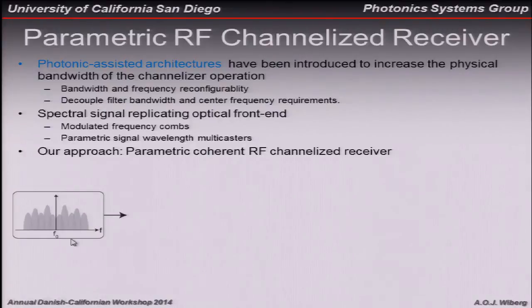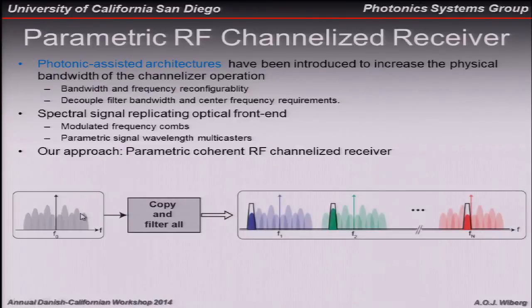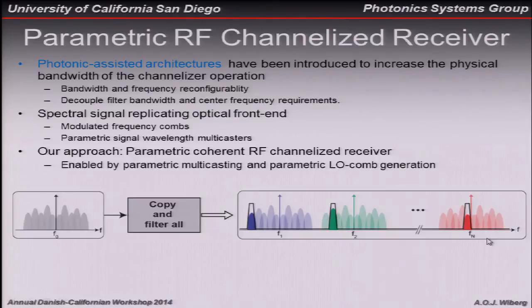What we're doing is first to imprint the signal onto the optical domain. Then we take out slices of the many copies that we generate and effectively cover all the bands of interest. This is enabled by doing both the multicasting operation and also creating a local oscillator comb that is complementary to this.